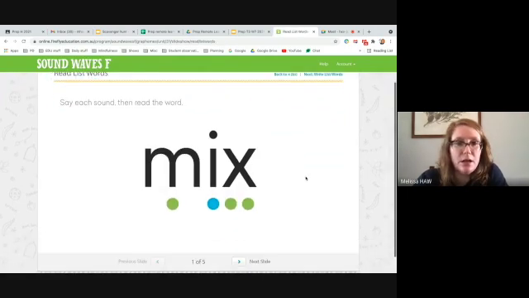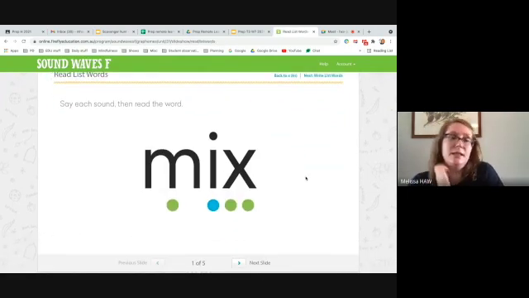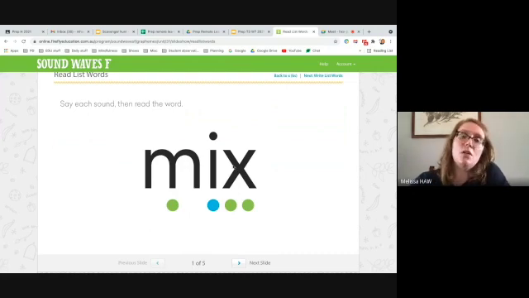Okay, we're going to read these words now. I notice on the letter X, there are 2 dots because that represents K and S. Put them together, it's X. You need to bring them together quite quickly.